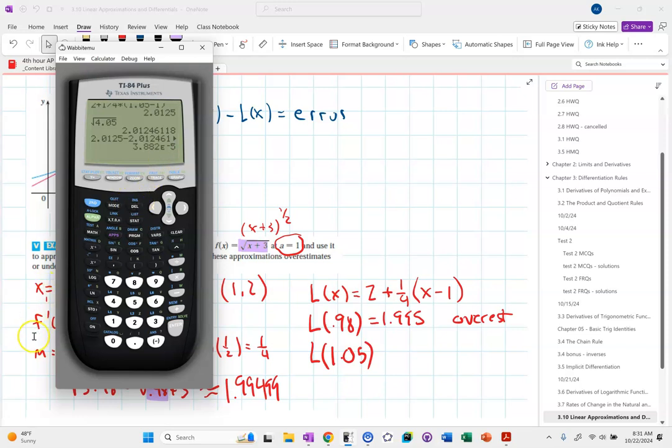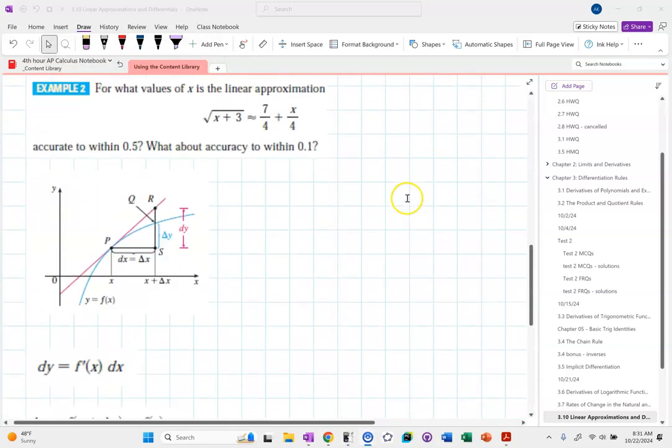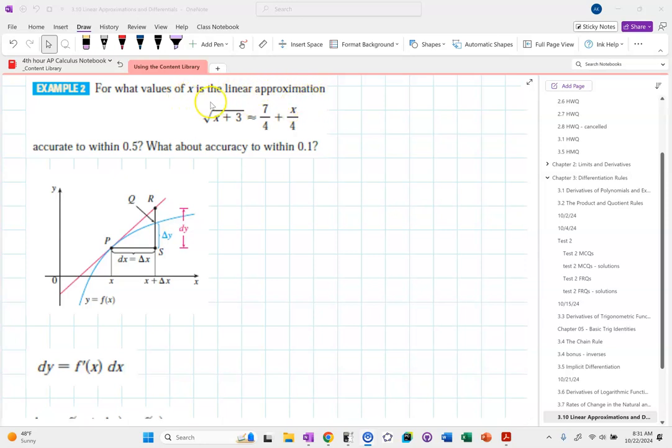Okay. All right, let's look at the next example here. It says, for what values of x is the linear approximation accurate within 0.05. If you'll notice, this is the same linear approximation that we just did. It has just been simplified. And this is the same function.